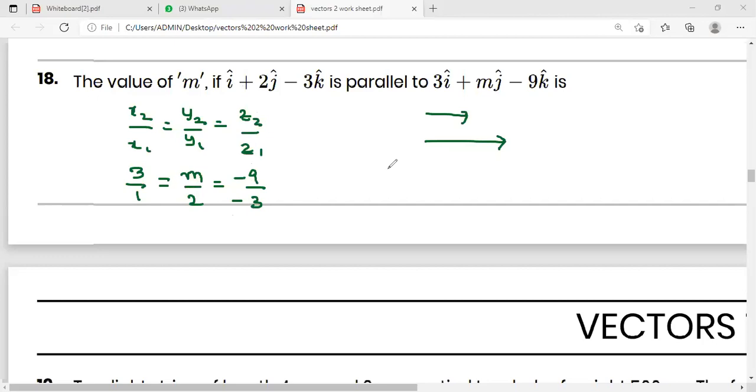So you can equate here 3 by 1 equal to m by 2. Then by cross multiplication, what is m? m equal to 6. So the value of m will be 6.